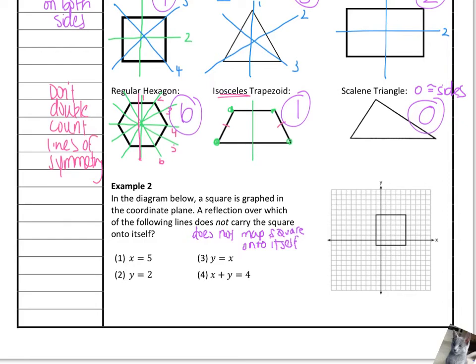So I've got this equation, x equals 5, and I'm going to use colors here to help us see this because we're going to be graphing 4 different lines. X equals 5 means go to 5 on the x-axis and draw the line straight up and down.